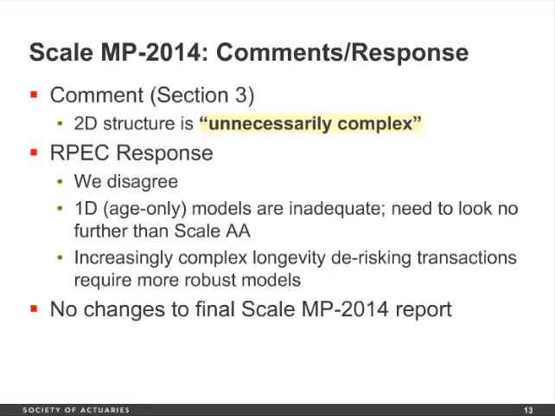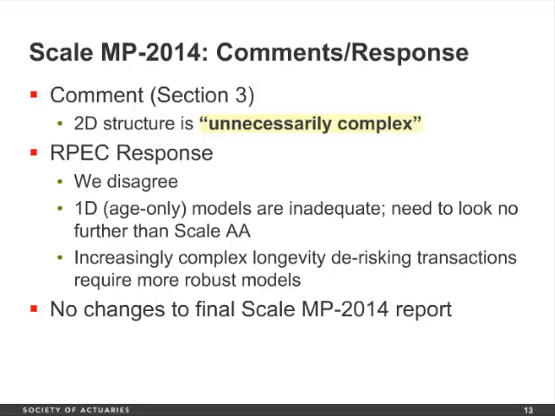So at this point, there's just a feeling that most 1D models are not going to be appropriate for the measurement of obligations, especially now that most valuation systems can handle two-dimensional mortality improvement. The other thing that's going on here is that, as many of you know, there are much more complex longevity de-risking transactions going on these days. And we really did need a much more robust model for mortality improvement in the United States as it related to the pension environment.